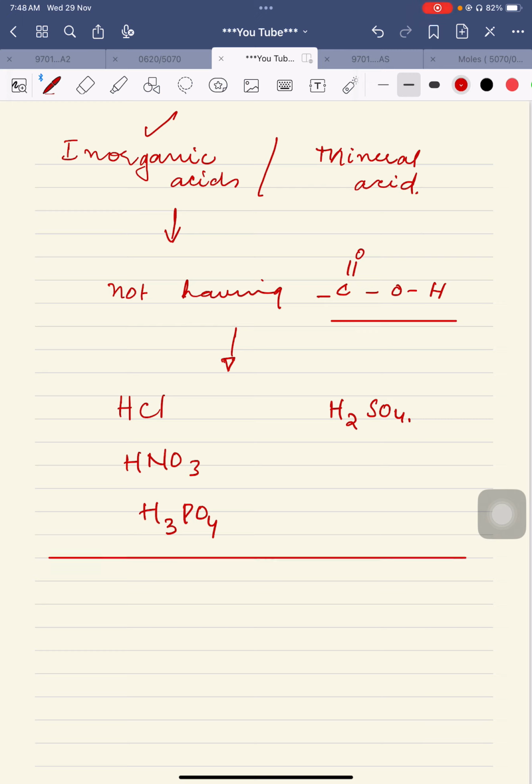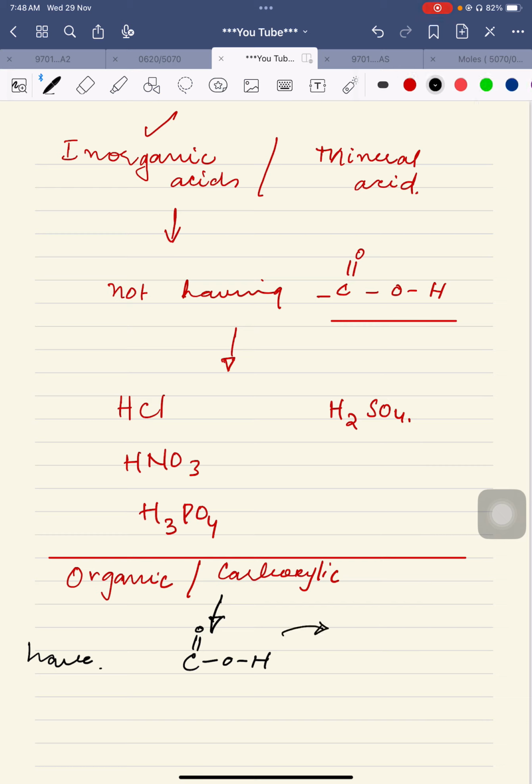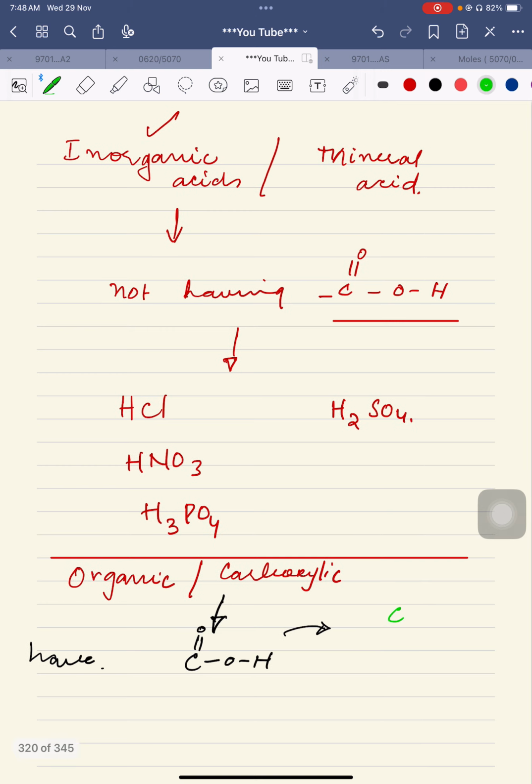Now I am telling you another category that is called the organic acids. Organic acids, which are also called carboxylic acids, have C double bond OOH. This C double bond OOH is called a carboxylic group. Now we are going to write down the examples for these.